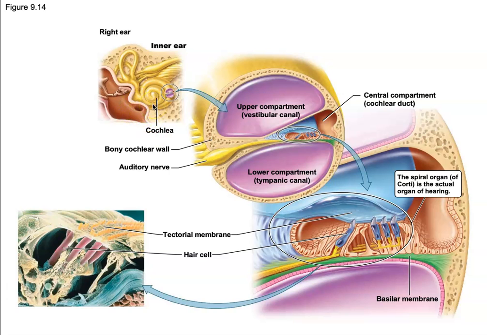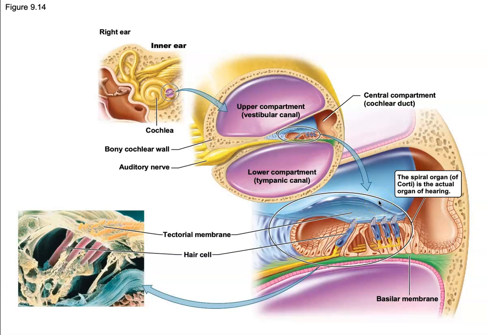There are three longitudinal compartments that are going to be filled with fluid. In the central compartment, the floor consists of a basilar membrane, which helps support the spiral organ. So here is going to be our middle compartment that we're looking at here. The spiral organ is most directly responsible for hearing. It consists of small hair cells and an overhanging tectorial membrane. So here are little hair cells. Here is the tectorial membrane.